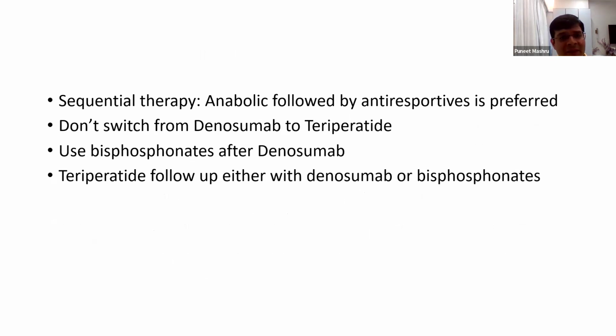Now, regarding sequential therapy, an anabolic agent should always be followed by antiresorptives, because the maximum BMD rise occurs this way. So always anabolic followed by antiresorptive, preferably. Don't switch from denosumab to teriparatide because there will be a decrease at the hip. We must use bisphosphonates, preferably IV zoledronate, after denosumab to prevent the risk of rebound fractures. And teriparatide should always be followed up with either denosumab or bisphosphonate. Otherwise, we will again lose the BMD, though not as quickly as with denosumab, but over a period of time the BMD gain will be lost.